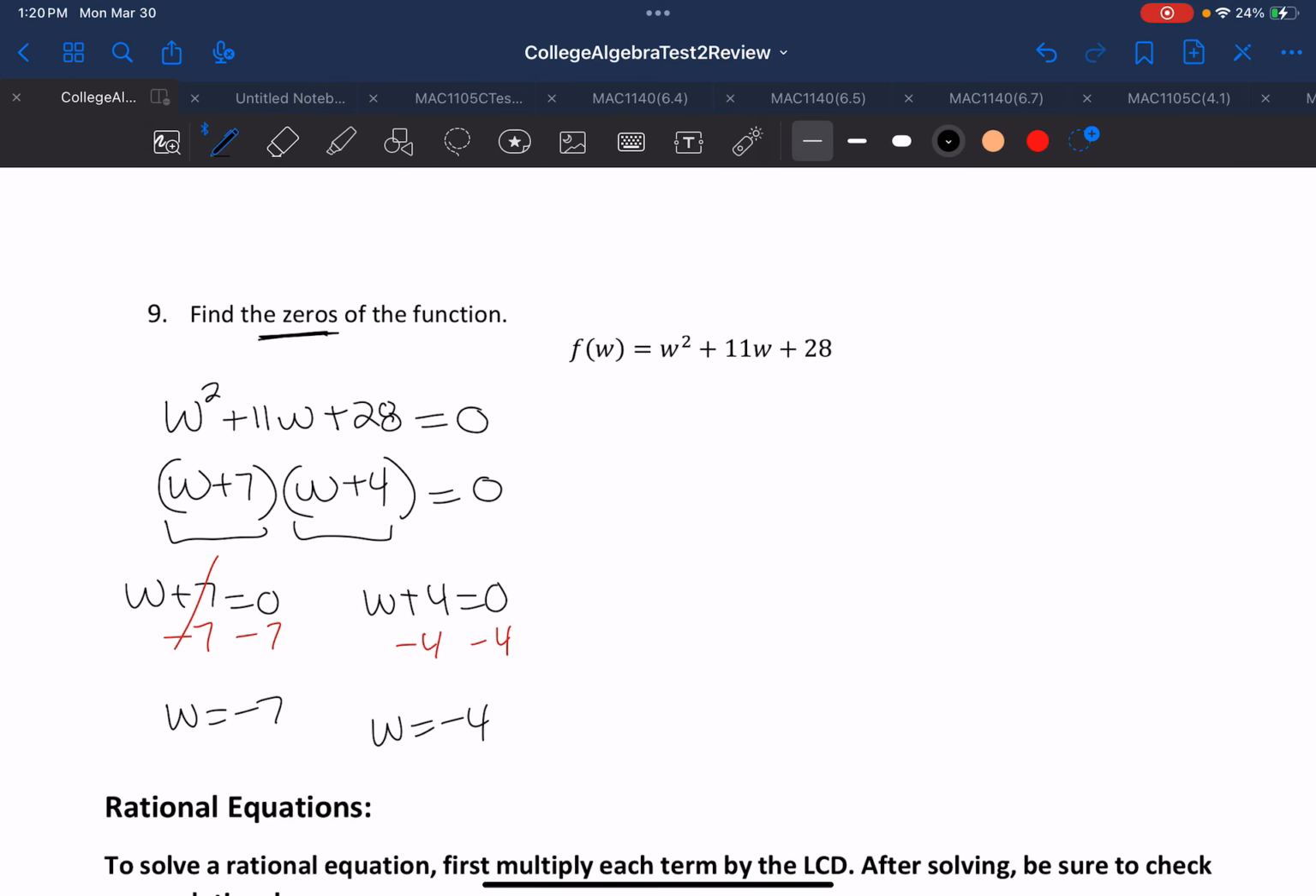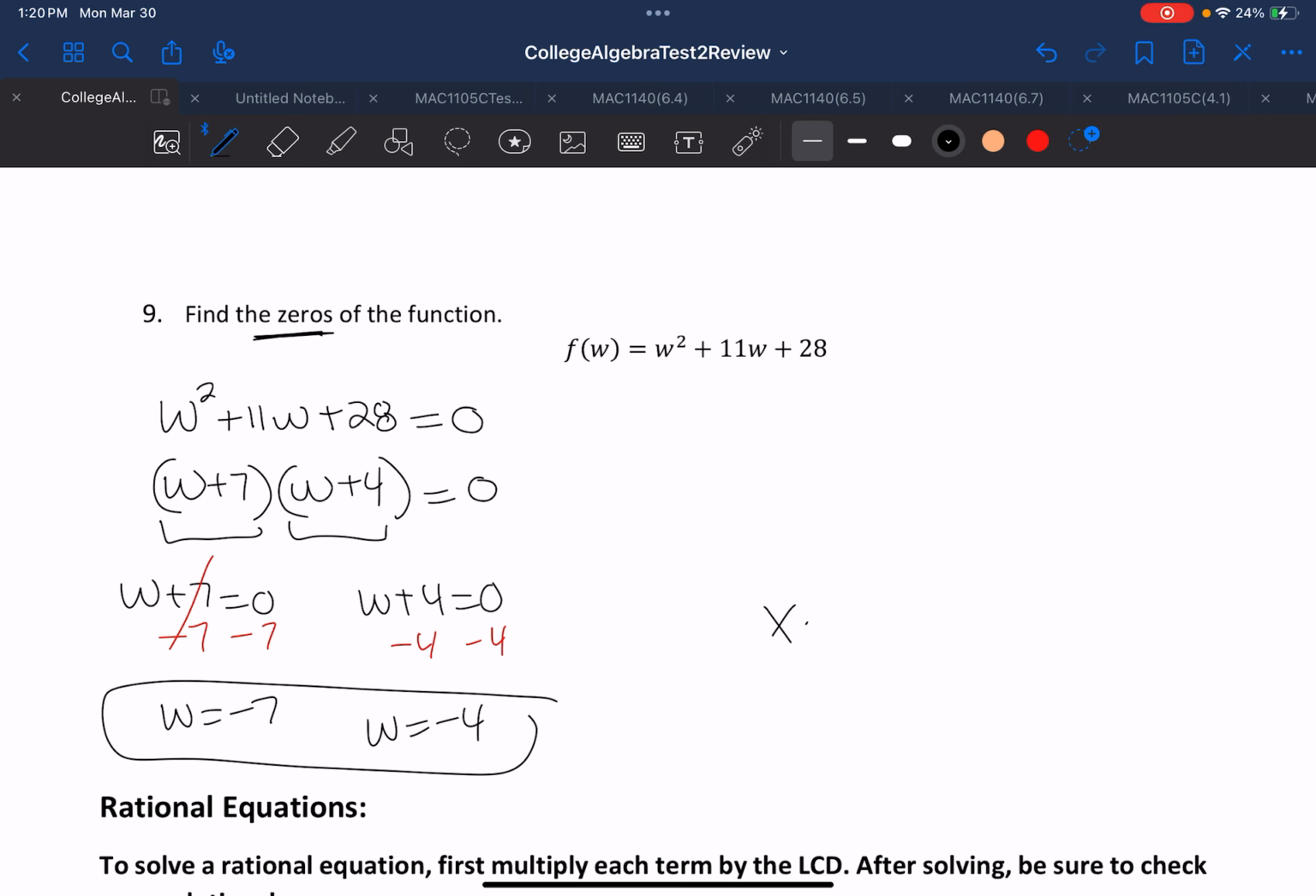So these are the zeros, which are the same thing as the x-intercepts. And the x-intercepts come in the form of a point. So it'd be negative 7, 0, and negative 4, 0. Just wanted to remind you of that. Those are my x-intercepts. These are my zeros, which are the same thing.